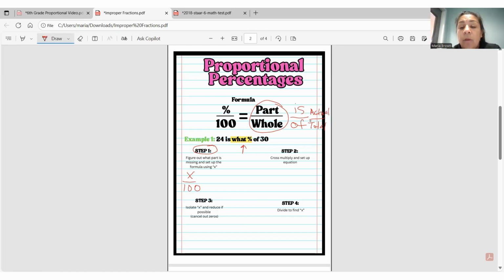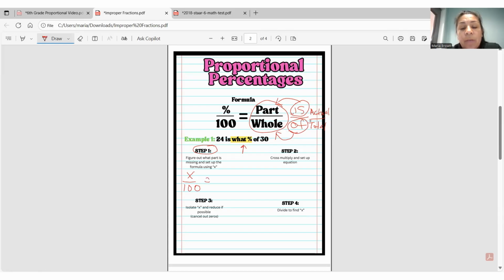So when I'm looking for the part and the whole, I like looking for the keyword is and the keyword of. The keyword is will identify the part, and the keyword of will identify the whole. Now, obviously, some questions may be worded a little bit differently, but as a general rule, you can look for those keywords to be able to identify that. Okay, so here we go. Let's look at example 1.